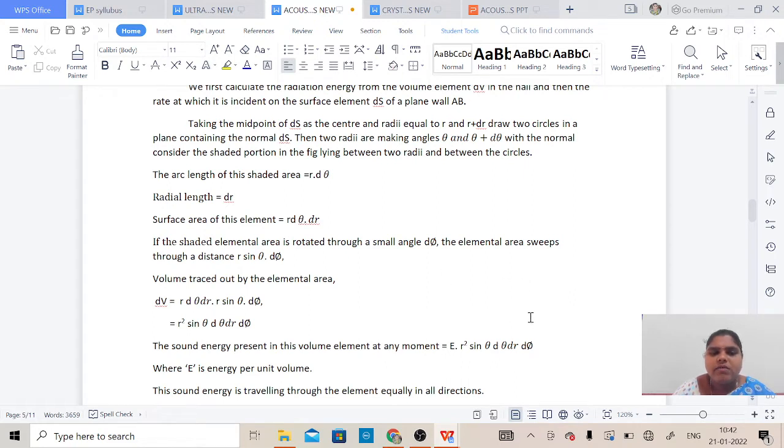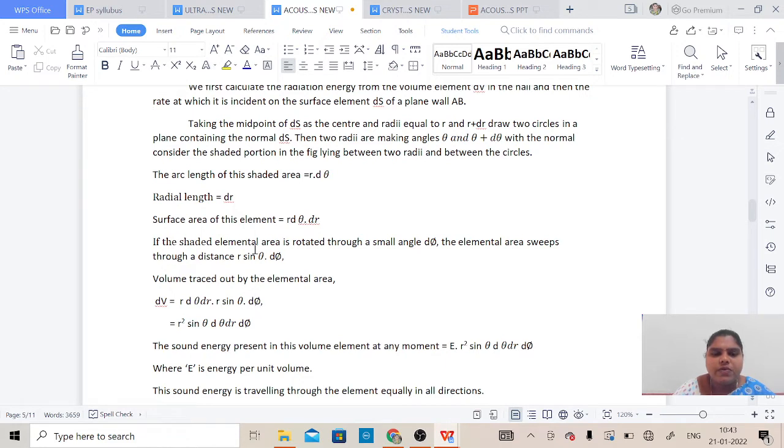If the shaded elemental area is rotated through a small angle d phi, the elemental area sweeps through a distance r sin theta d phi. The volume traced out by the elemental area, dV, equals r d theta dr, the surface area element, multiplied by r sin theta d phi.